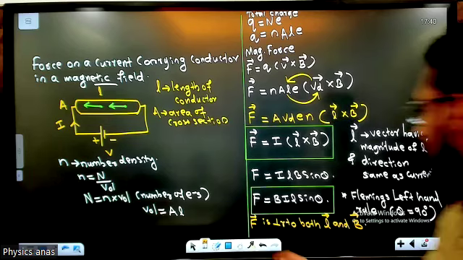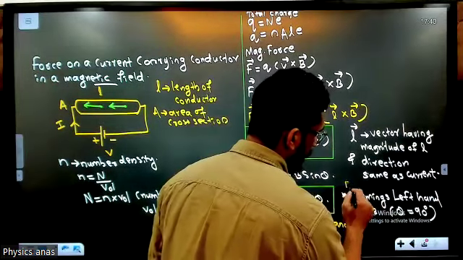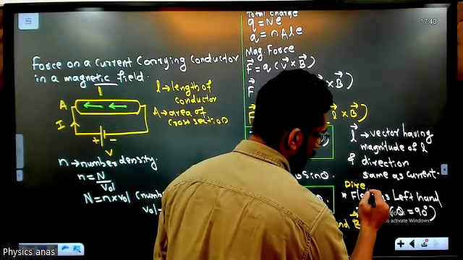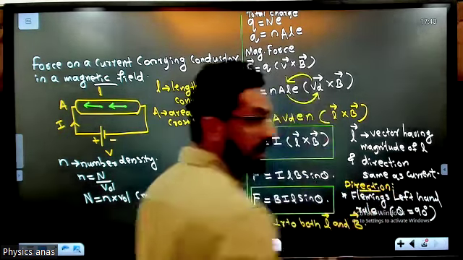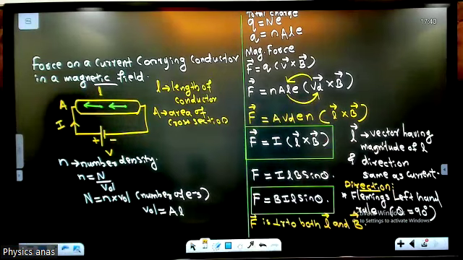Where will we get the direction? The direction will be obtained from Fleming's left hand rule or right hand screw rule.